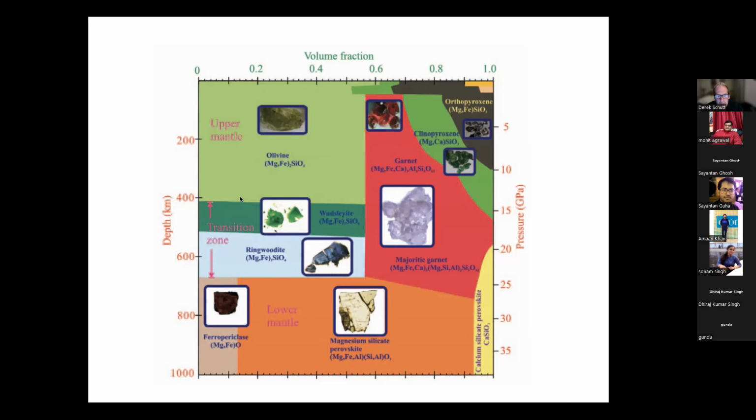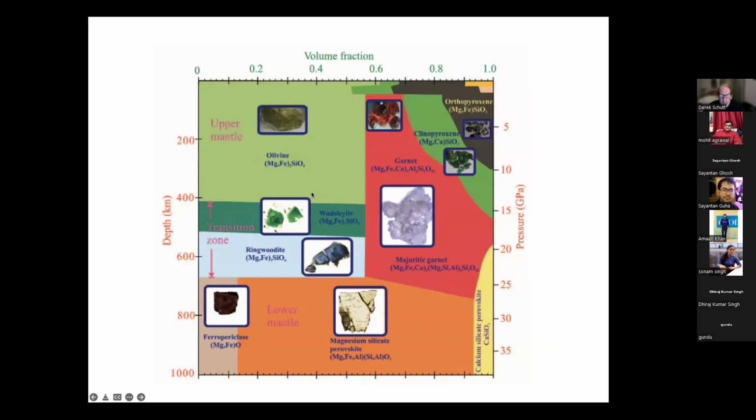Then as we cross a transition zone, the olivine changes into wadsleyite, and wadsleyite is a polymorph of olivine. So that means it has the same composition, but a different atomic structure. It's like diamond and graphite, right? They're both carbon, but they have different atomic structures. Wadsleyite changes to ringwoodite, which is another polymorph. So olivine, wadsleyite, and ringwoodite are all polymorphs. So they all have the same composition, but they have different atomic structures.